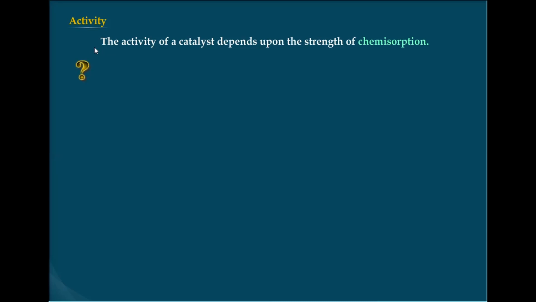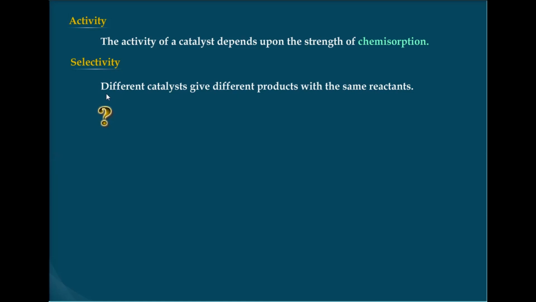So what is activity? If you have to say it like this, the activity of a catalyst depends upon the strength of chemisorption to a large extent. The reactants must get adsorbed reasonably strongly on the catalyst to become active. But the adsorption should not be so strong that they are immobilized and other reactants are left with no space on the catalyst surface for adsorption. Hope it is clear to you what activity is. This is very important.